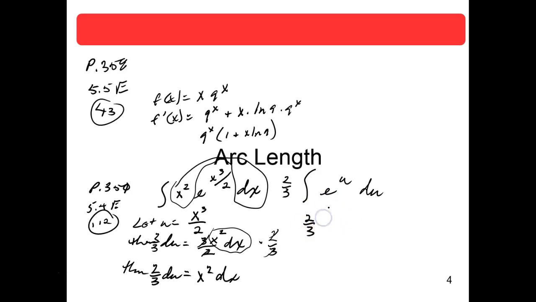2/3 antiderivative of e to the u. That's why it's my favorite of all time. It's e to the u, exactly, plus c. Okay? But now we go back and plug in what u is. 2/3 e to the x cubed over 2 plus c. That it? Right. Make sense? Yeah or nay? Yeah. Okay.